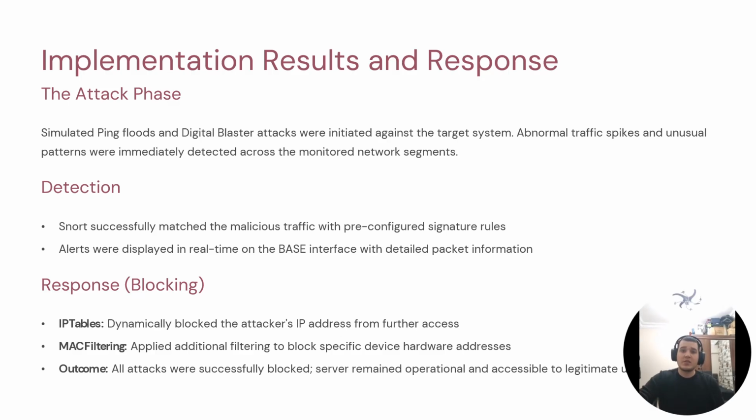The second is the response. The system does not just log the event, it reacts. IPtables dynamically blocks the attacker's IP address. Additionally, MAC filtering is applied. This is a crucial step because it blocks the specific hardware address of the attacking device, preventing them from simply changing their IP to bypass the firewall. The result is that the attack is neutralized and the servers remain operational for legitimate users.